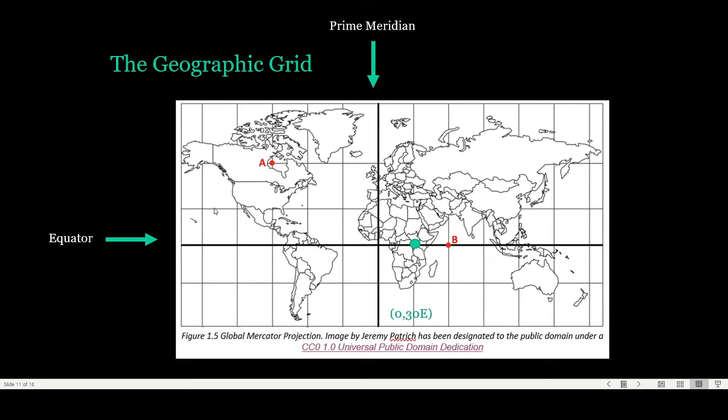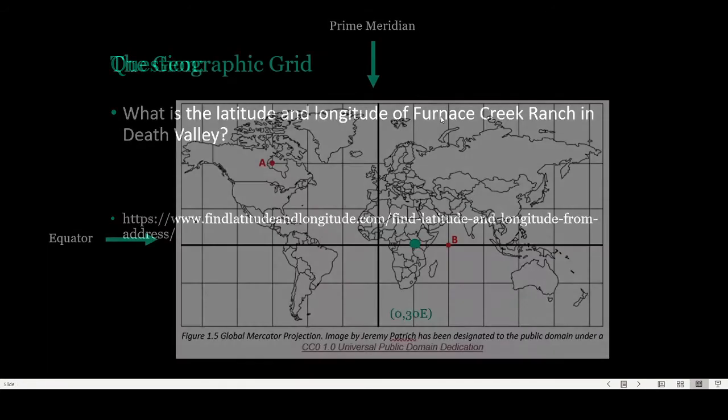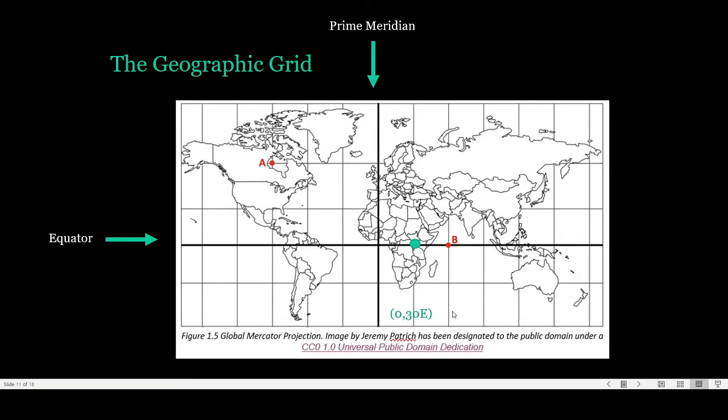So this line would be 30 degrees north, this line would be 30 degrees south, 60 degrees north, and then again the same for the longitude lines, which we know extend in this direction. This is 30 degrees east, 60 degrees east, and again here 30 degrees west, 60 degrees west.